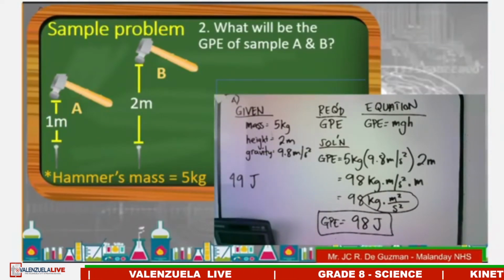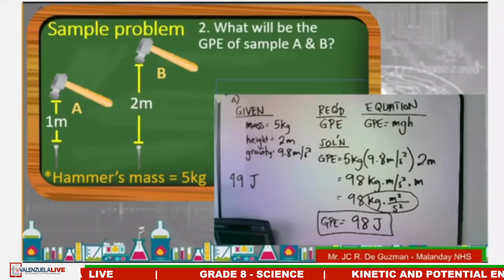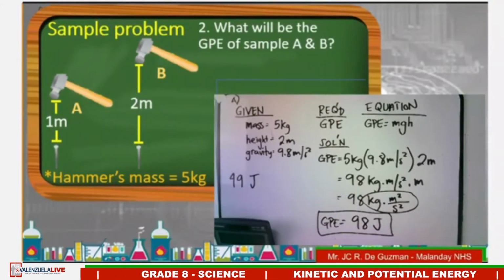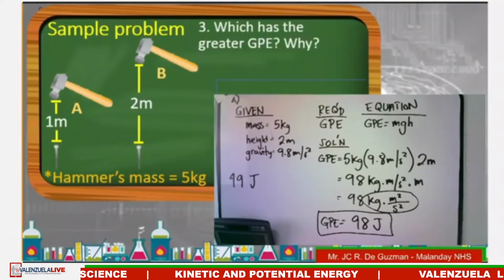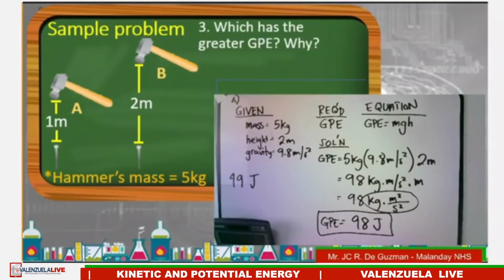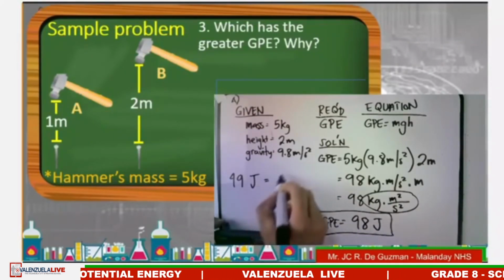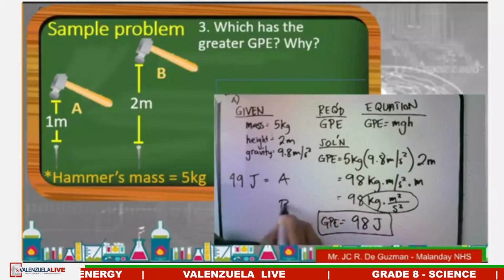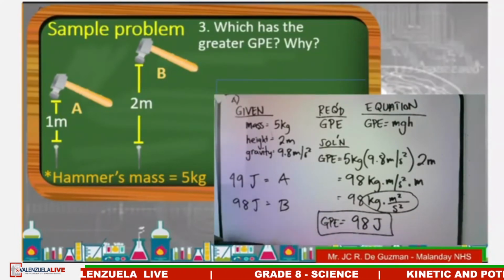You get it? Now, let us proceed to the third or last question. For the last question, which has the greater gravitational potential energy? And why do you think so? So this is our answer for the first one, for A. Then for letter B, we have 98 joules.